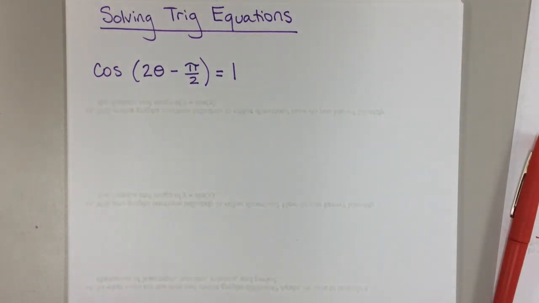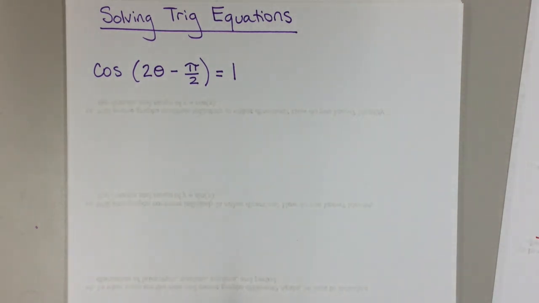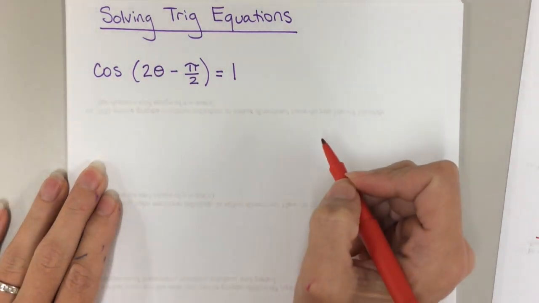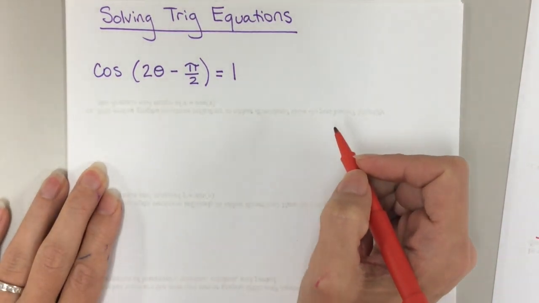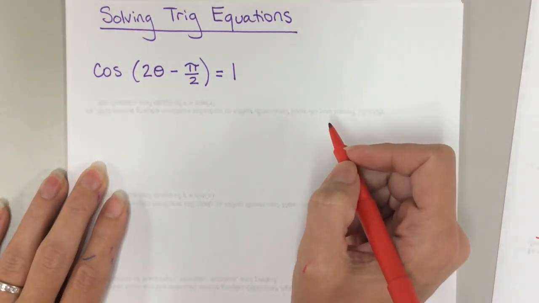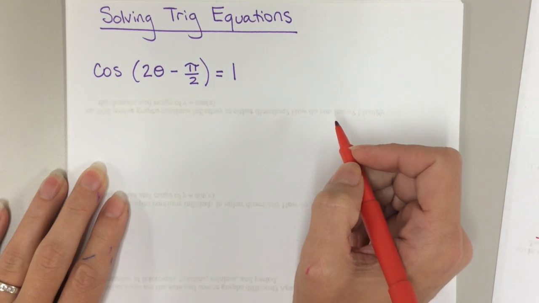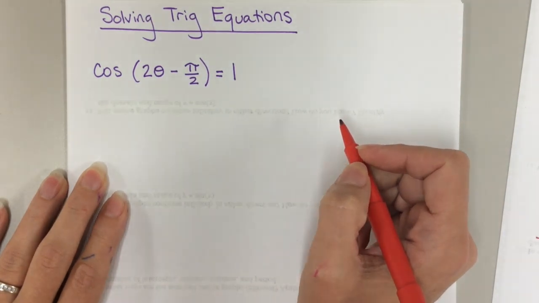Okay, here's another example of solving trig equations. And if you'll notice, this time we have more than just cosine of theta. We have cosine of 2 theta minus pi over 2. When you solve equations, no matter what, you always want to start off solving the simple version.